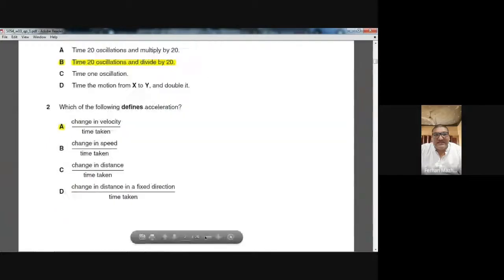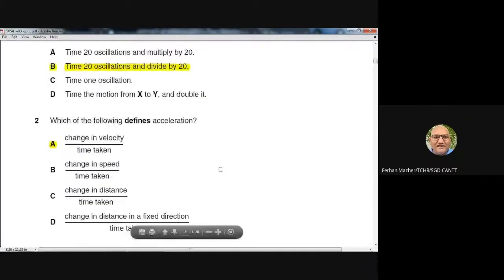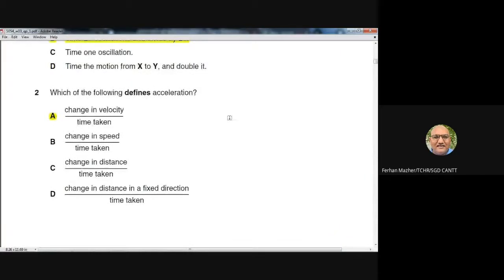The next question is question number 2. Which of the following defines acceleration? Acceleration is the change in velocity divided by time taken, and A is the clear choice. Change in velocity divided by time taken. A is the right option.